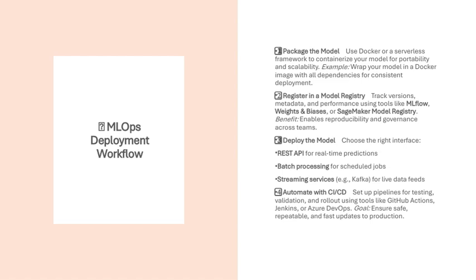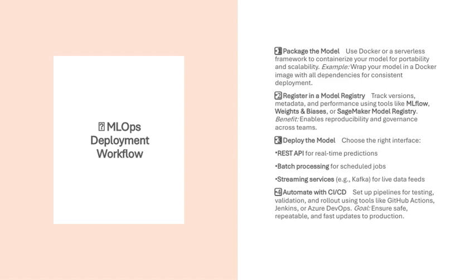Next up is registering the model. This is about keeping track of different versions, metadata, and performance metrics through tools like MLflow, Weights & Biases, or SageMaker. The key benefit here is reproducibility, being able to trace back exactly which model version was used, and governance, making sure everything is properly documented across teams.